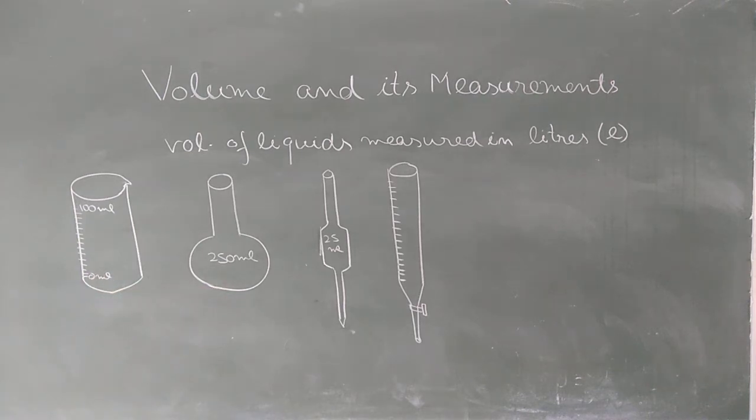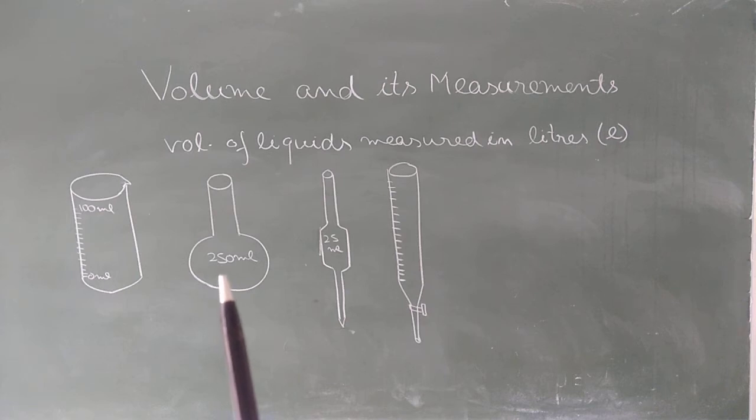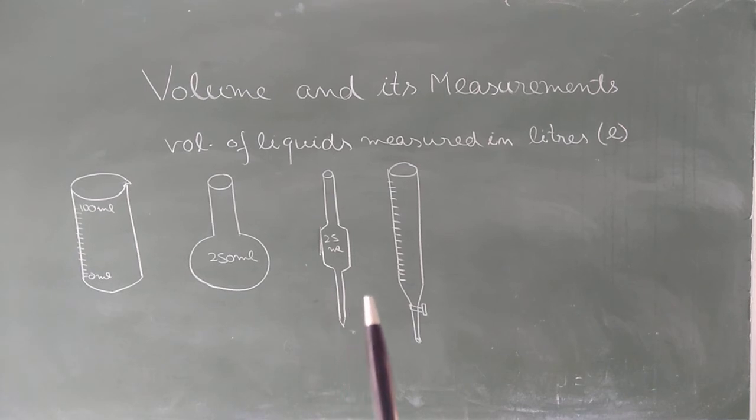Now this one is your measuring flask. The complete capacity of this measuring flask is 250 milliliter. This is known as your pipette. Capacity of pipette is only 25 milliliter. And this is your burette. Capacity of burette is variable, it depends upon the size of the burette. So these are some containers, some equipment to measure the volume of the given liquid.